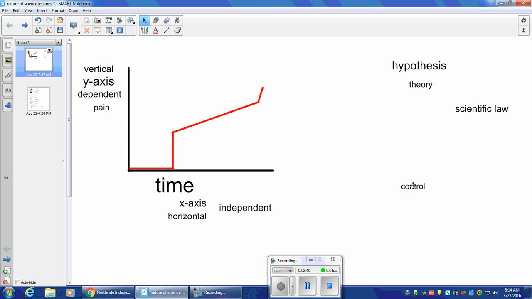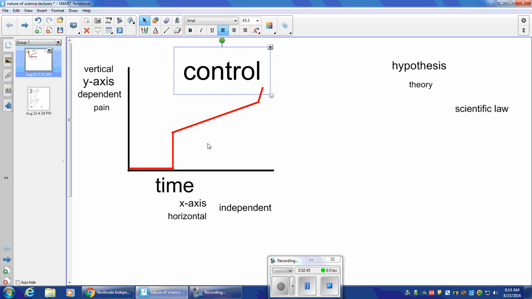Now, we might use a control, right? We have somebody just waiting without any pain, in the exact same location, to make sure that there isn't any other reason why this first person could be feeling pain, right? Maybe there's like a microwave gun pointing in the room, and maybe that's what's causing the pain. So we use a control, something that's more or less not going to be changed, as a basis of comparison. Okay, so that's line graphs.